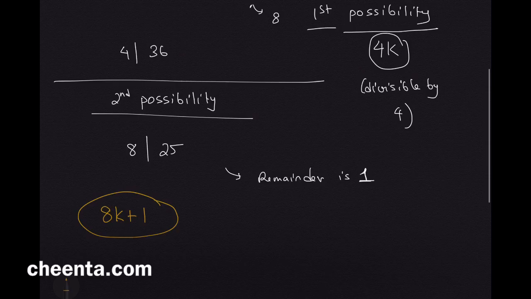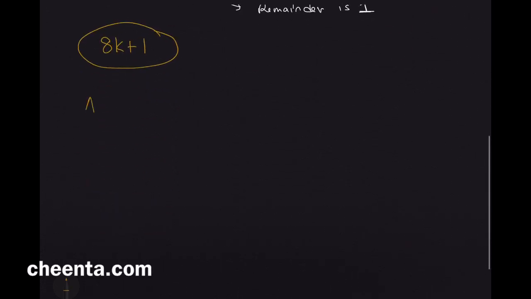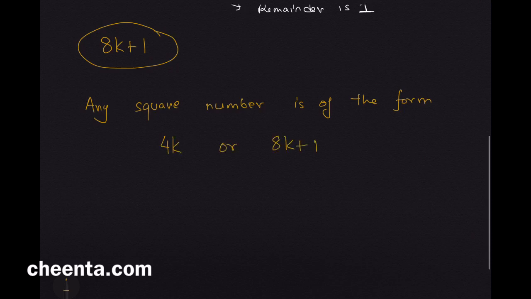So this is the problem that we want to solve. Any square number is either of the form 4k or it is of the form 8k plus 1. And we want to show that only these two things can happen, nothing else can happen.